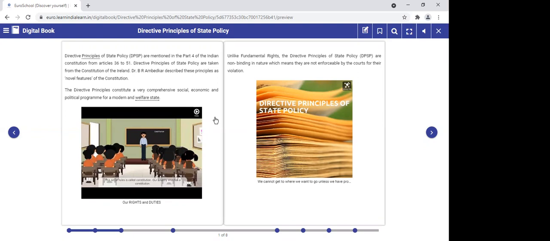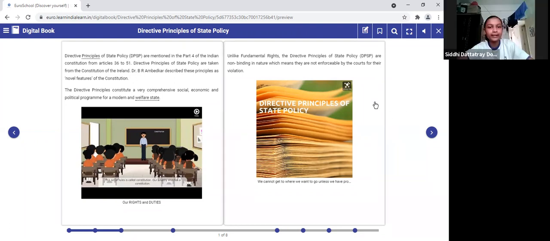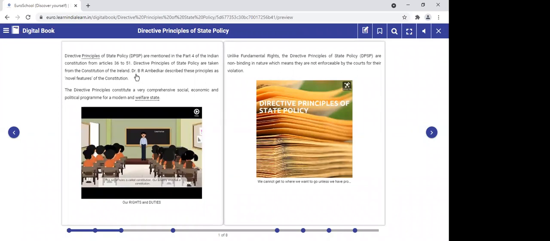Now, these directive principles of state policy are taken from the Constitution of Ireland. Now, these principles basically are described by whom? By Dr. B.R. Ambedkar. Please underline the same. You might get an objective question based upon this. These principles are mentioned as noble features of the Constitution.